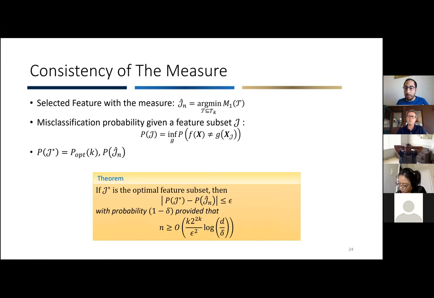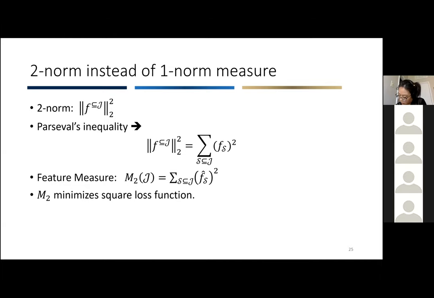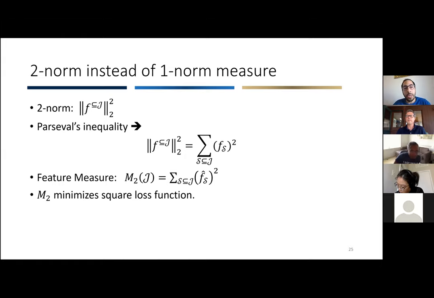So this was for the classification problem. We can use it for a square loss function. There we can show that instead of one norm, we need to go to two norm. And in two norm, mathematics becomes easier because from Parseval's identity, the two norm simply becomes the sum of the squares of the Fourier coefficients. Therefore, we can have M2 as the measure, where we estimate the Fourier coefficients and then calculate this sum. And then we can show that this M2 minimizes the square loss function.